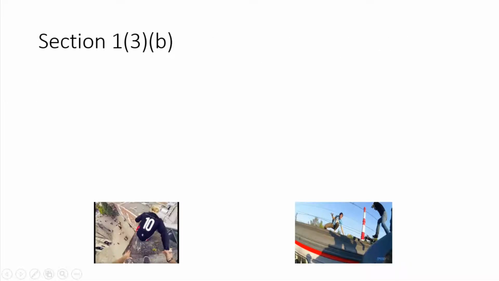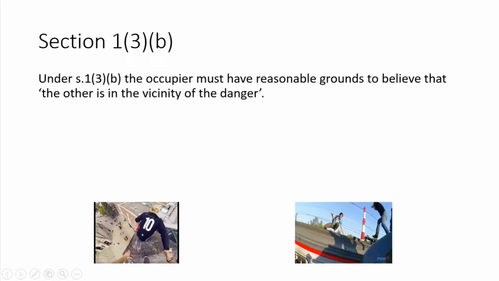Next you have to look at section 1.3b, which is that the occupier must have reasonable grounds to believe that the other is in the vicinity of the danger. This is a bit strangely worded. The other is the trespasser, and in the vicinity of the danger just means near the danger. So they have to know that the trespasser is near the danger or have reasonable grounds to believe that they are.